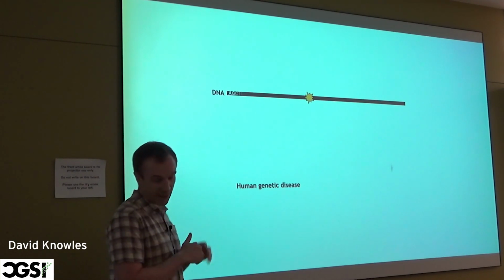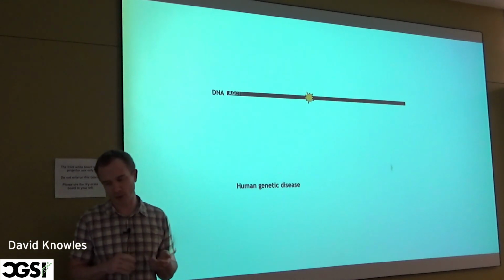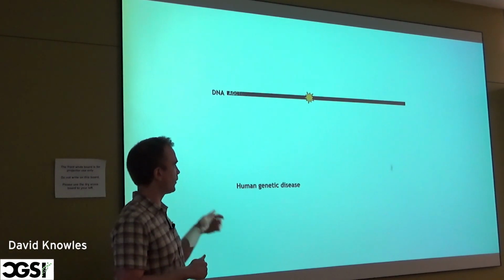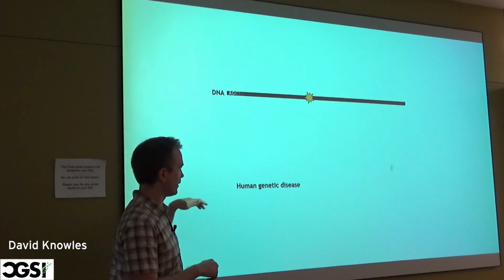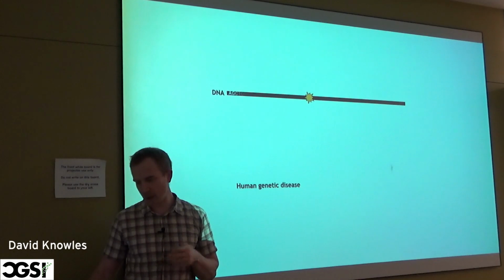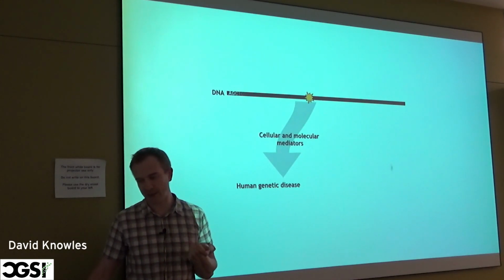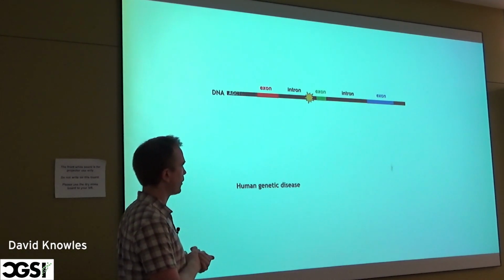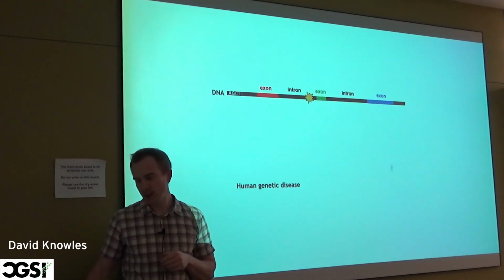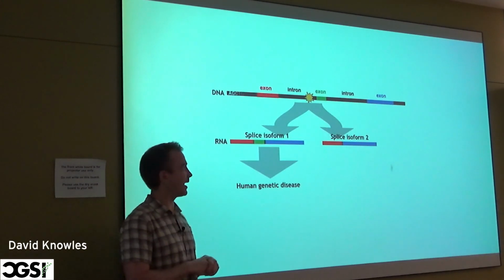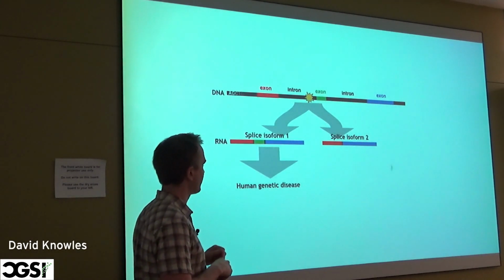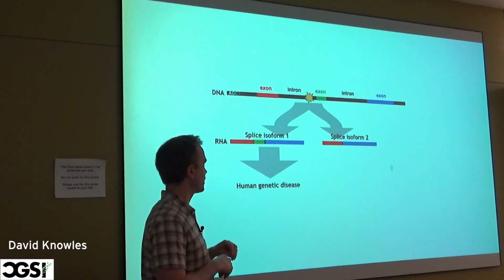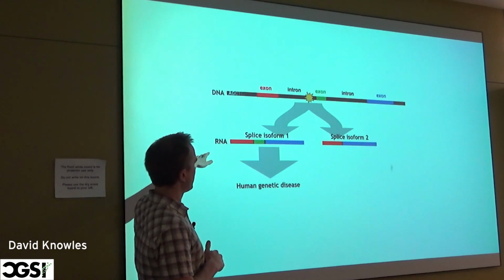So to set the stage for that, my lab works on, like many labs in genetics, trying to understand the links between genetic variation and human genetic disease risk, and particularly trying to figure out potential molecular mediators, one of which is RNA splicing. So as you probably know, human genes contain exons and introns. So introns get removed from the initially transcribed messenger RNA to give these different splice isoforms.